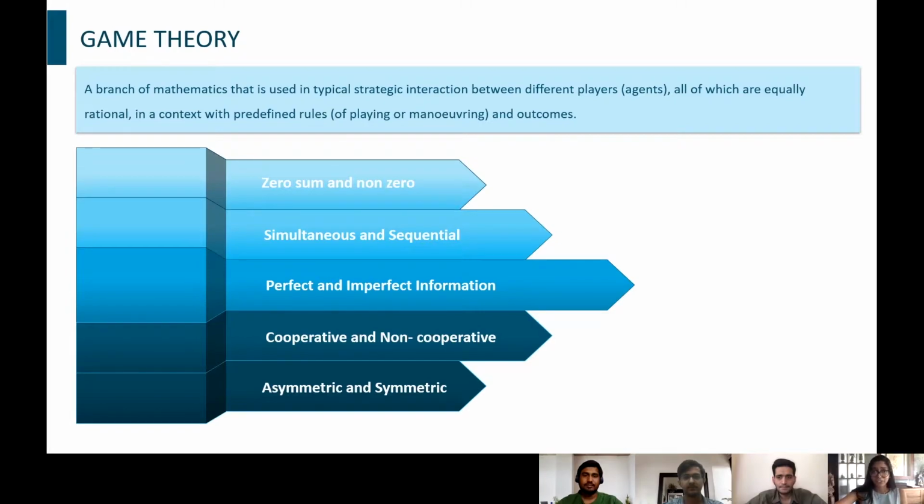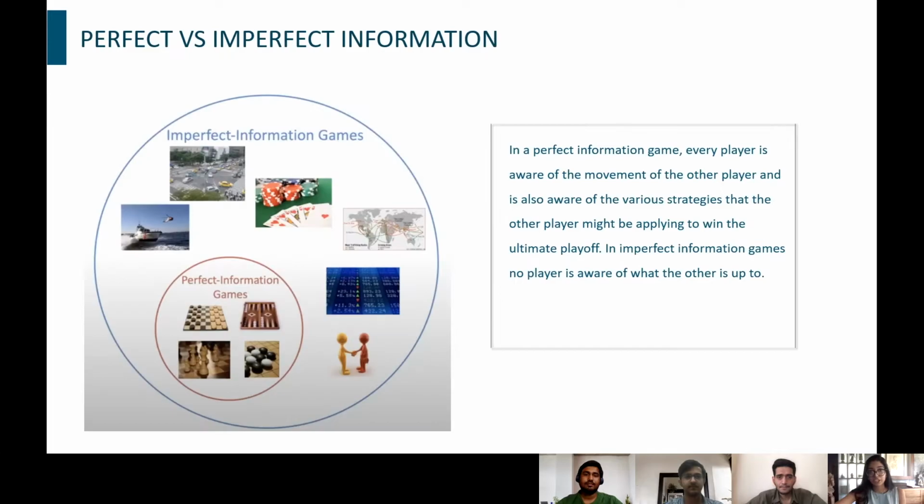Every game has five major characteristics, which can be summed up as zero-sum or non-zero-sum games, simultaneous or sequential games, imperfect information or perfect information games, asymmetric or symmetric games, and cooperative or non-cooperative games. In this presentation, our focus is going to be on imperfect games to try and analyze the mechanism of game theory in such a case.